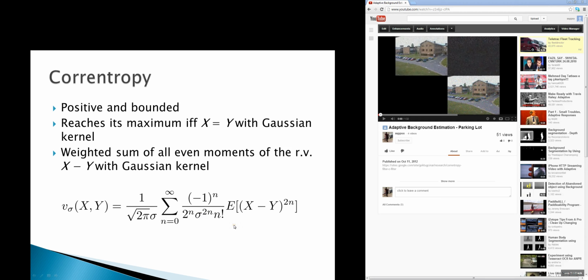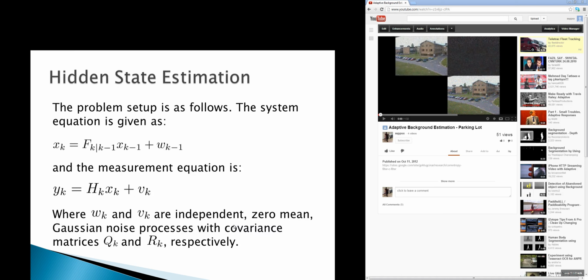Now, as we all know, correlation is a very famous similarity measure, but it only uses the second order information in the signal, where we now have a method that can use all even moments of the signal. So this is a huge advantage.